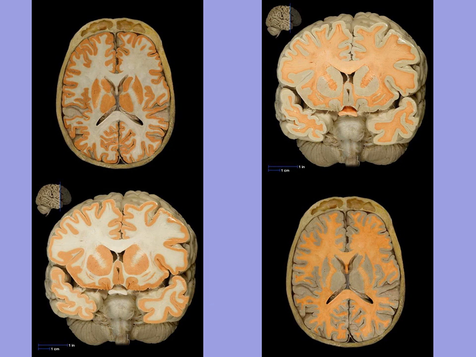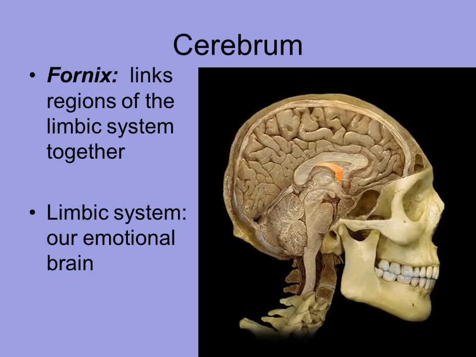So on the left side of the screen, in the orange coloration, you can see highlighted what would be the gray matter. And then on the right side of the screen, it would be the white matter. So once again, gray matter is on the surface, or the cortex area, and then the white matter is deep to that, or interior.